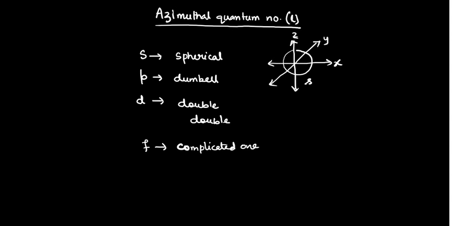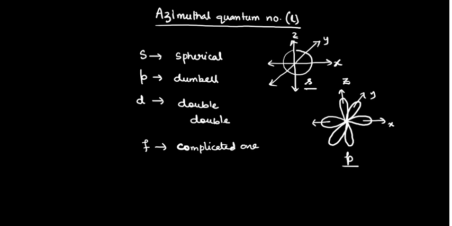Okay, this is S. How does a P subshell look? P subshell is dumbbell shaped. So the dumbbell looks like this. In P subshell, we have 3 dumbbells. So the set of 3 dumbbells gives rise to the P subshell. If this is X, this is Y, this is Z, these 3 dumbbells give rise to the P subshell. This is the P subshell.